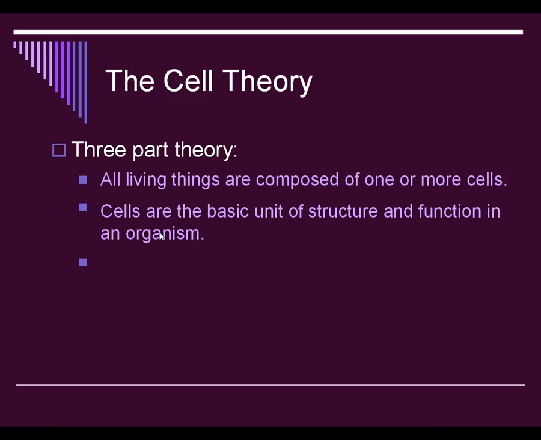The second part of the cell theory is that cells are the basic unit of structure and function in an organism. This may sound a lot like the first one, but it just illustrates that everything that happens in a larger, multicellular organism happens at a cellular level. It's our muscle cells that are involved in muscle movement. It's our brain cells that are involved in sending electrical impulses.